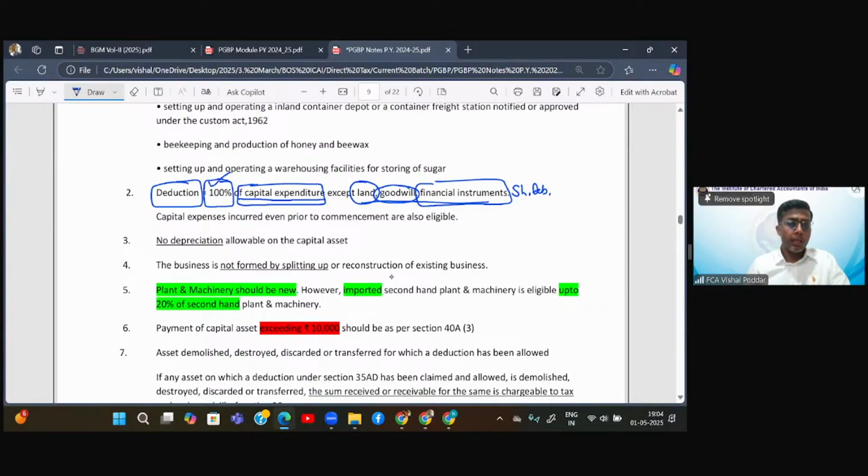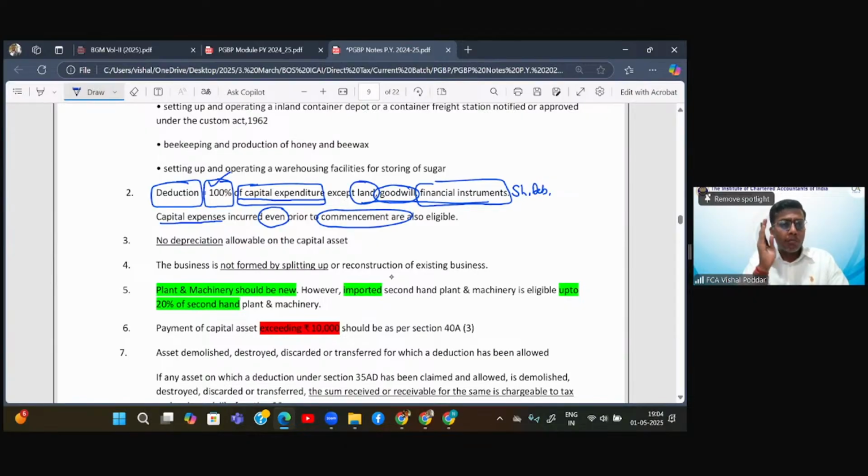In fact, even if you have incurred or purchased these capital expenses before commencement, like preliminary, and many times it happens before starting your business, you invest in a building, you even buy machinery, or you make the entire setup ready, and then you start the business.